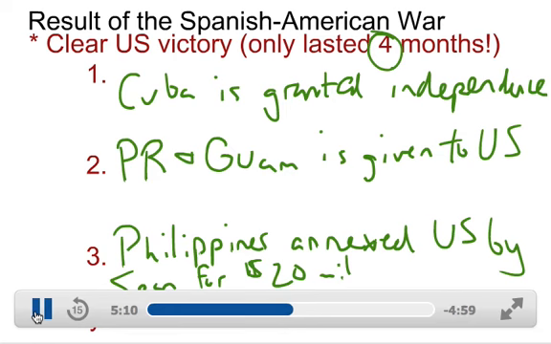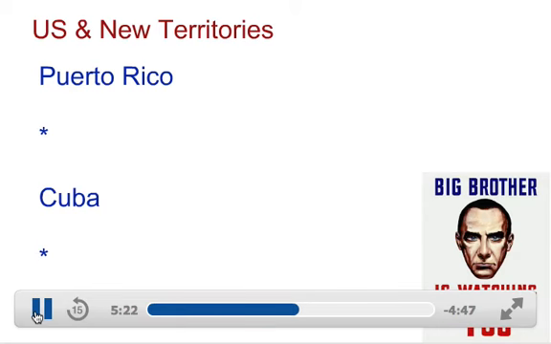And all of these conditions, these three conditions, all take place in a treaty known as the Treaty of Paris, which officially ended the Spanish-American War. So now let's look at the U.S. and its new territories and how we are affected by getting these new territories.